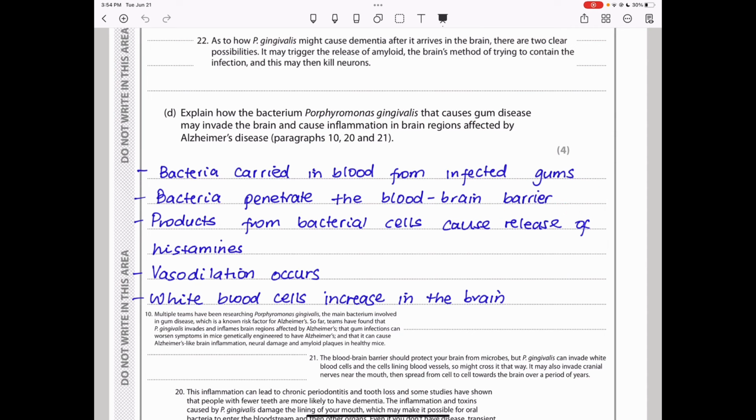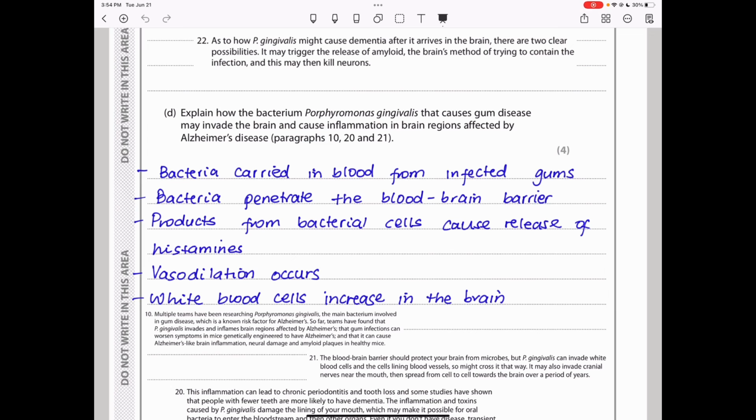When it does, the products from the bacterial cells, the chemicals or molecules released by the bacteria, can cause the release of histamines in your brain. This can lead to vasodilation, the swelling, and white blood cells are going to increase in size in the brain, and this could lead to basically the destruction of some of those regions.